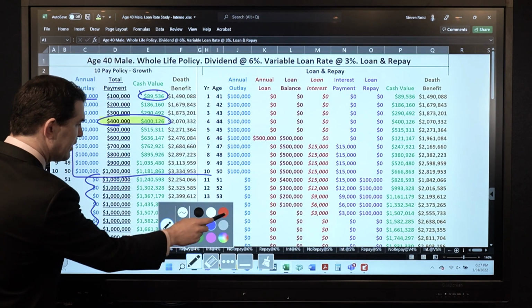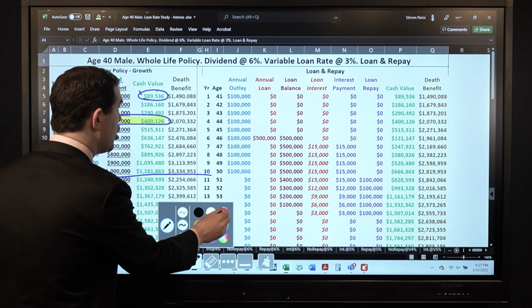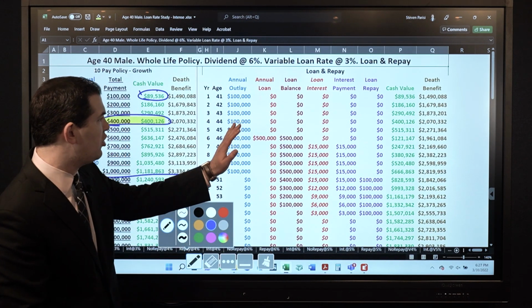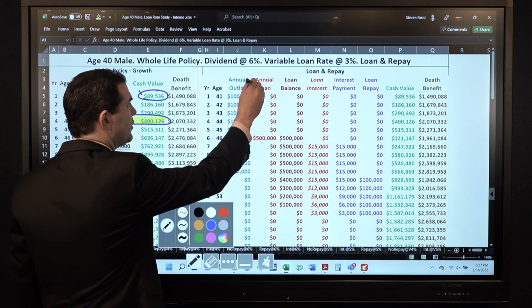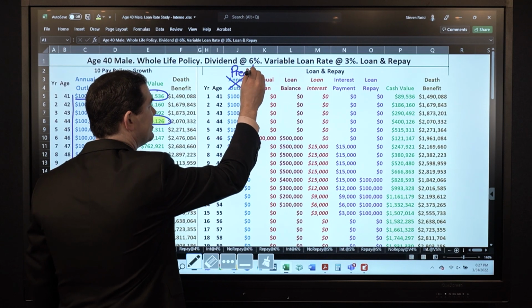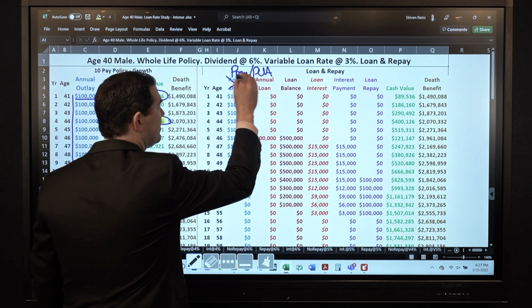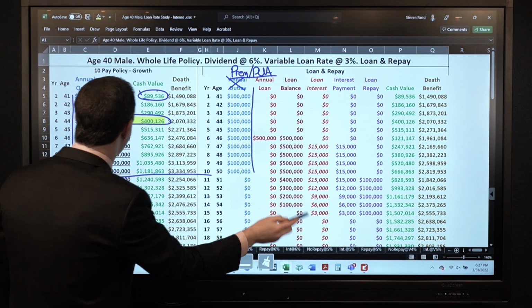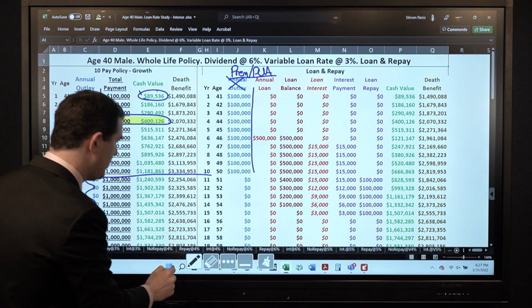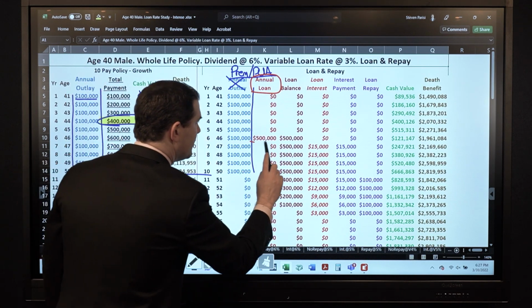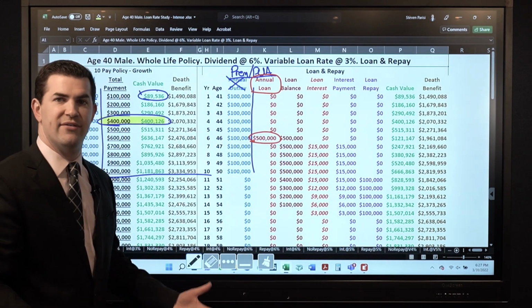Now, when we look at this guy, this is the loan and repayment scenario. So instead of just jumbling it all together in the annual outlay column, I should have called this premium and PUA column because that's what this is. But I think you'll follow what I'm doing here. Exact same outlay as what we have over here. Then we've got our annual loan. Year 6, we borrow $500,000.